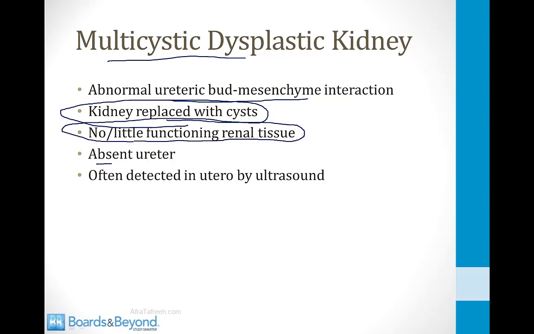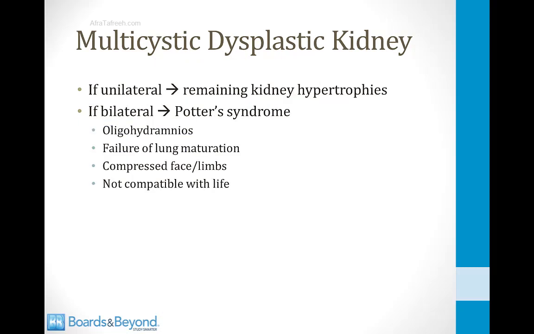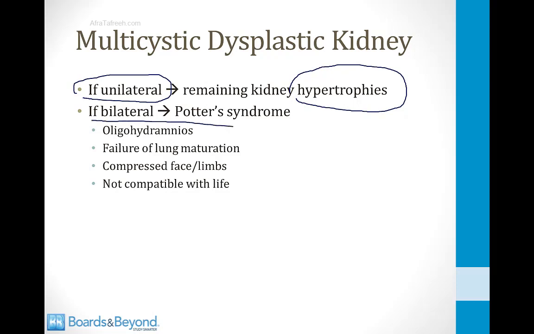In addition, there'll be an absent ureter, and this is usually detected in utero by an ultrasound on the pregnant mother. Now, if this happens on one side, the other kidney will be okay, and it can hypertrophy and do all the work of filtering the blood. However, if both kidneys develop multicystic dysplastic kidney, then you'll get what's called Potter syndrome, and this is where the baby doesn't produce urine, so there's oligohydramnios. The fetal lungs don't mature, and this will ultimately cause fetal demise. The baby will not survive because of the lungs.